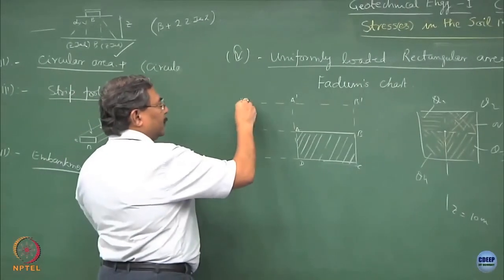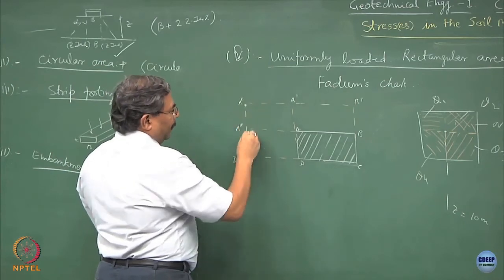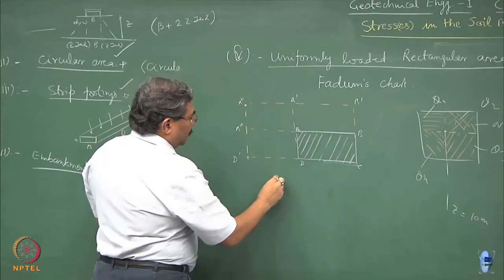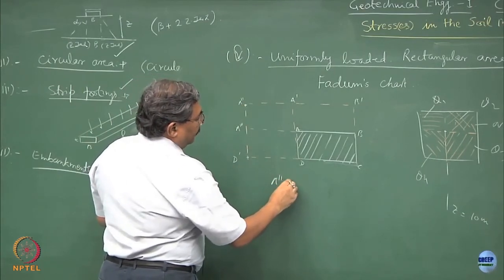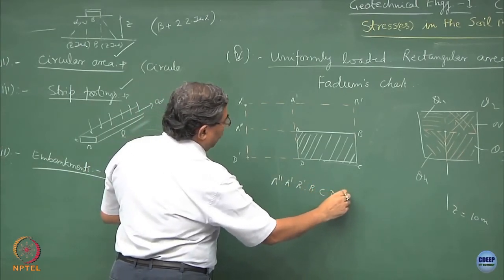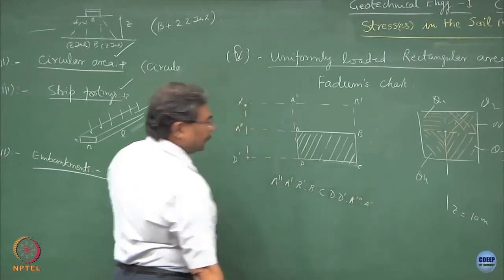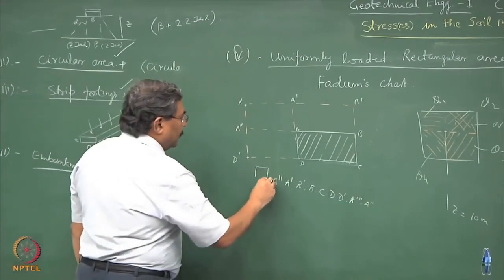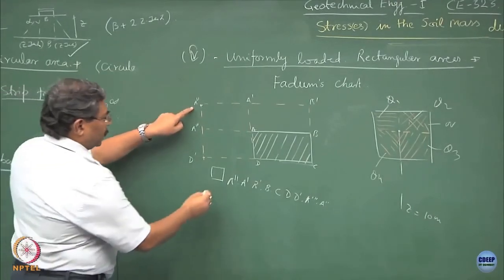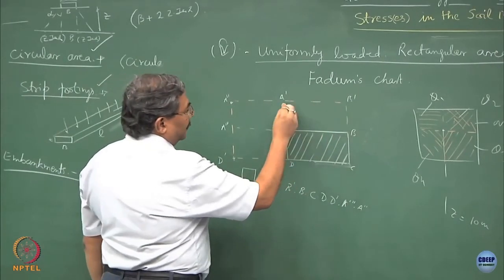So, if I have to find out the state of stress at this point using these charts at depth z, I will find it out taking the whole thing as the rectangle. So, A double prime, A prime, B prime, B, C, D, D prime, A triple prime, A double prime, clear. So, this becomes my rectangle. First compute the state of stress through this. This area does not exist, clear.